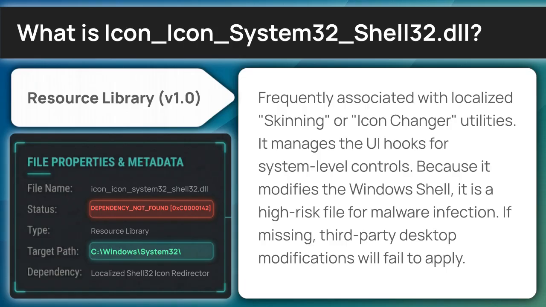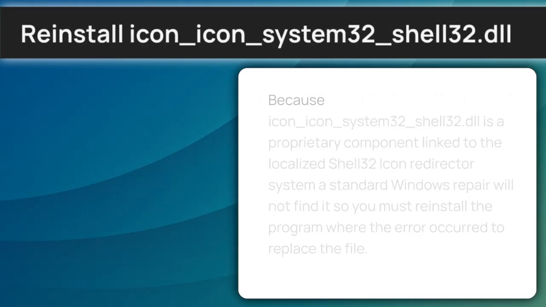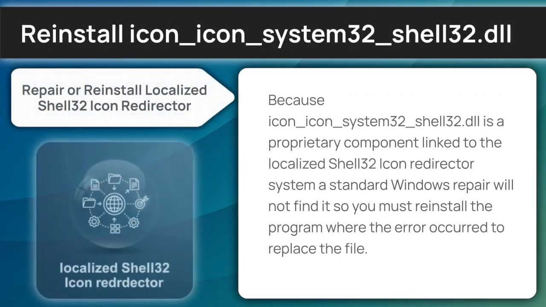Let's get to work. We'll start with the most common fix for this specific error. Because Icon System 32 Shell32 Module DLL is a proprietary component linked to the Localized Shell32 Icon redirector system, a standard Windows repair will not find it, so you must reinstall the program where the error occurred to replace the file.